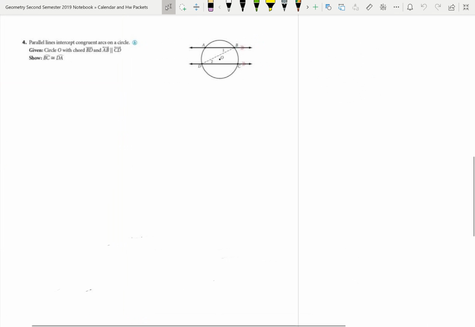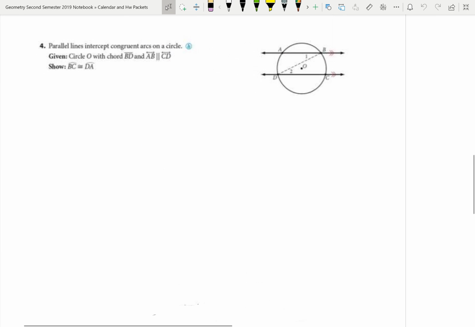All right, I'm going to continue the 9.4 homework with number 4. And we're trying to prove that parallel lines intercept congruent arcs on a circle. We're given circle O with chord BD, and AB and CD are parallel lines.